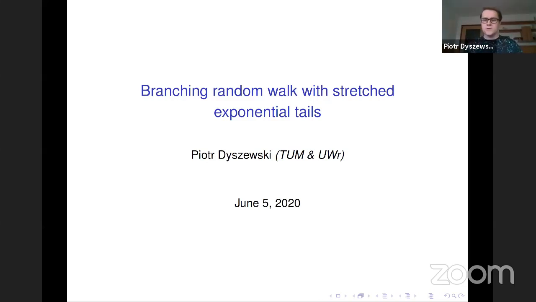So for most of Nina's lecture, she focused on a branching random walk where the displacements have thin tails. What I want to do today is to show you how you can work with branching random walks whenever your displacements have heavy tails. And what I mean by that is whenever the exponential moments exist or not. All right. So first off, let's just recall the setting.